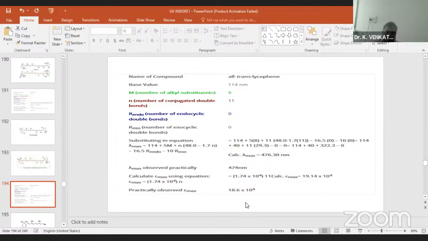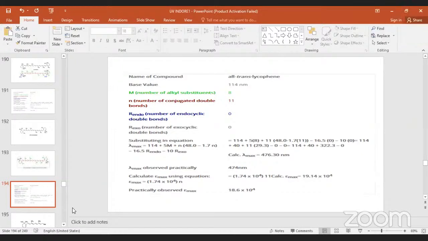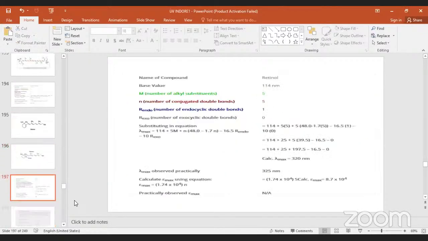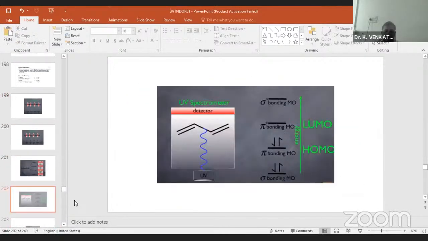And what is the molar absorptivity? 19.14 into 10 to the power 4. You can calculate it by applying the formula. So then finally I will explain.